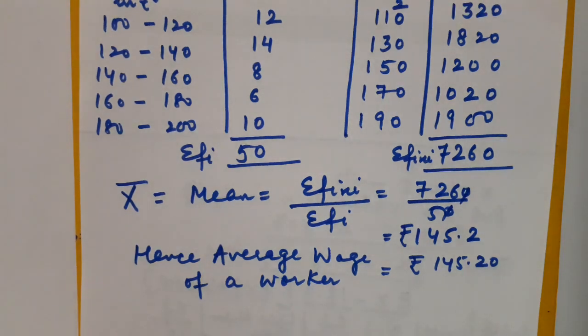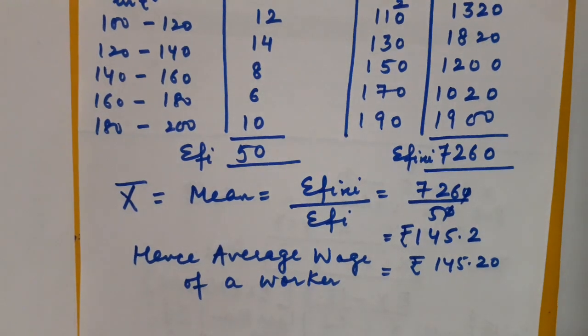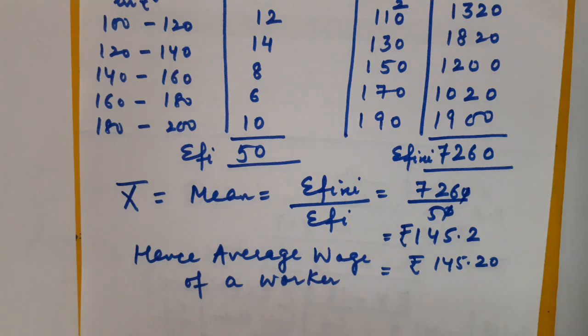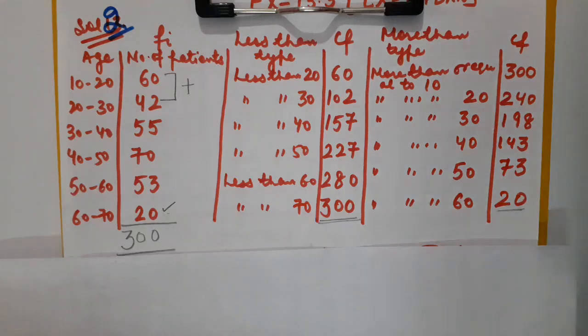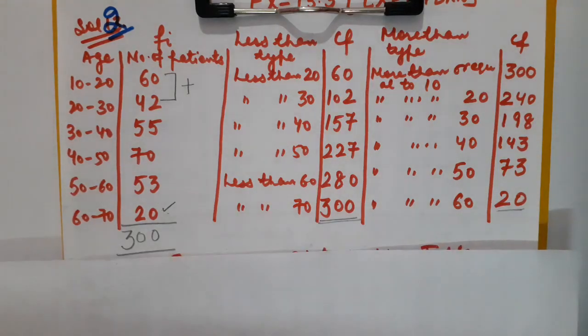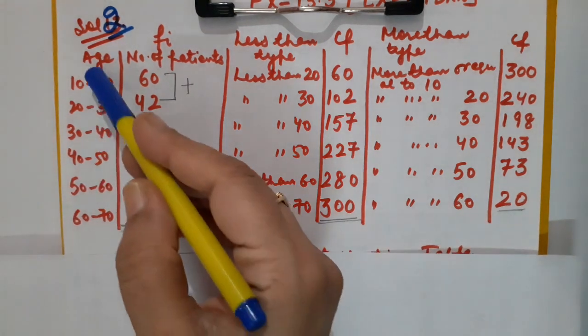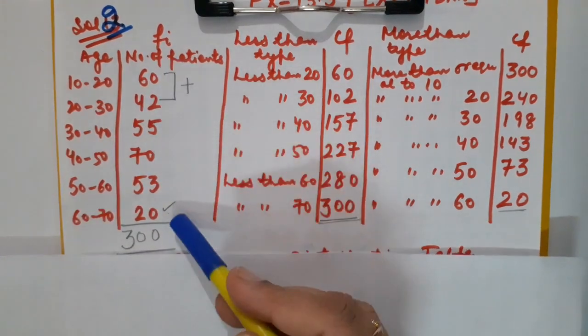Now children, I am going to read the statement of the second question. The following are the ages of 300 patients getting medical treatment in a hospital on a particular day. Age is given to us in years and number of patients are also given to us. And we are supposed to make a less than frequency distribution table in it. Okay children, so here you will be having ages given. These are number of patients.